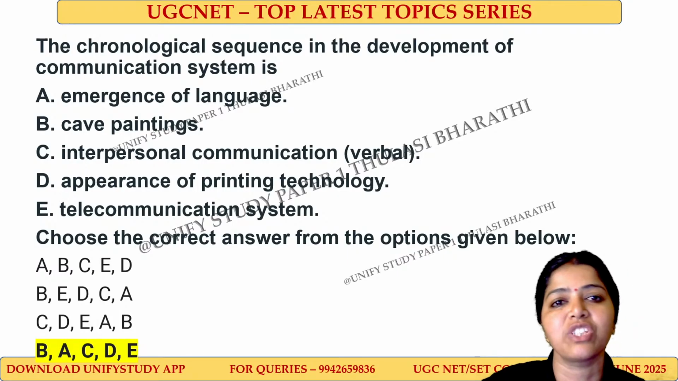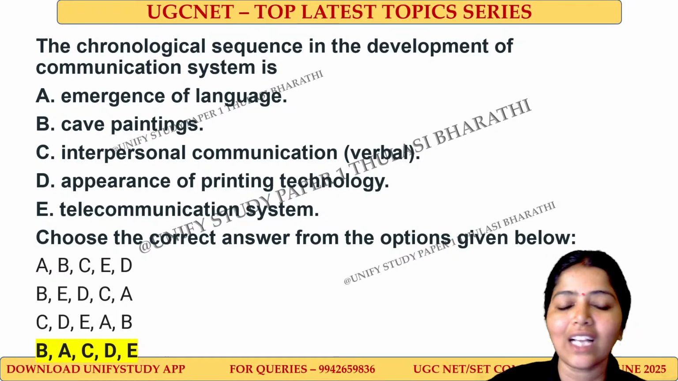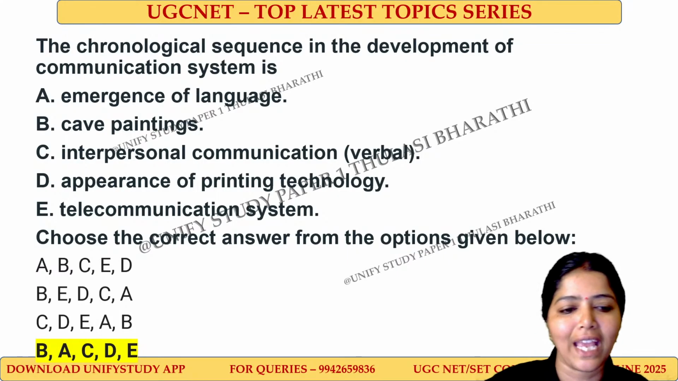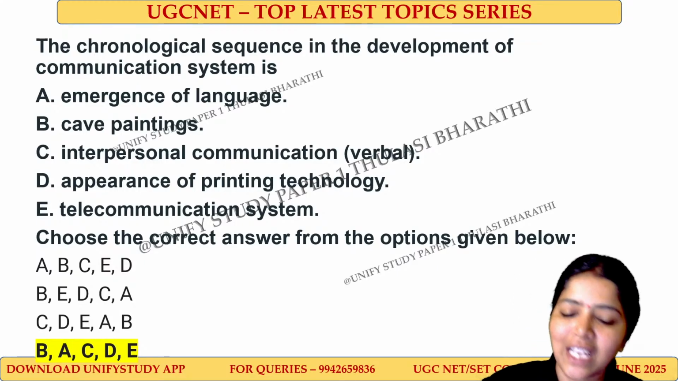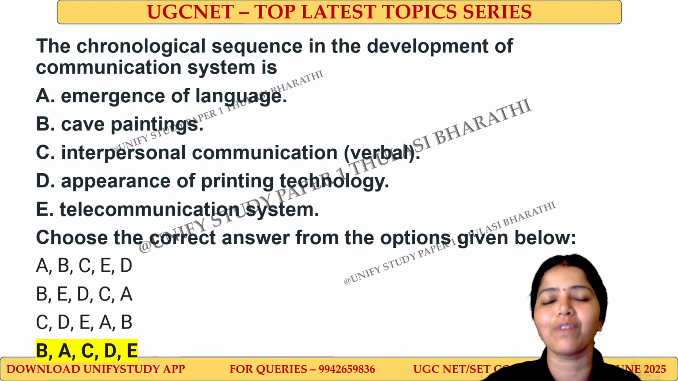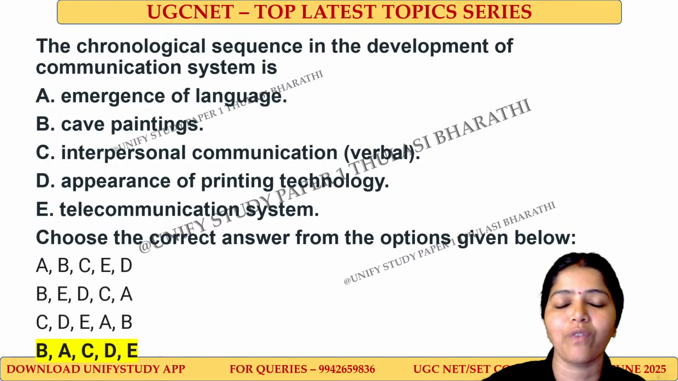This is the question which we gave as homework. So the right answer for this question is option number 4, B, A, E, C, D, E, the chronological sequence in the development of communication system. Thank you for answering in the comment section for the learners who have responded.